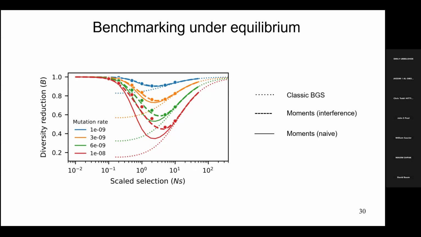And then we have prediction using our model. We have the naive prediction that is shown by this solid line, and we have another type of prediction that accounts for interference among the constraint sites in the same chromosome, and that is shown by the dashed line. I'm not going to get into detail how interference works. If you're interested, you can ask me later. But the important part here is that it does indeed improve the prediction a lot in some cases.